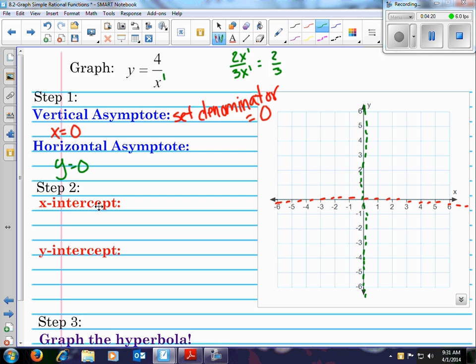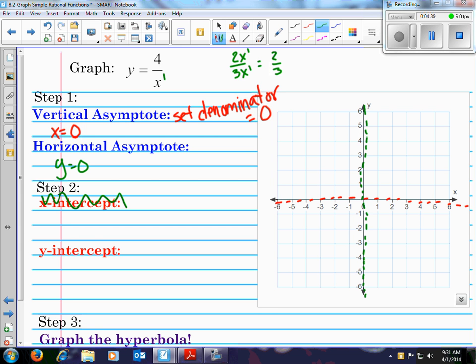Okay, next thing is x-intercept and y-intercept. This is normally what I'm going to find, and then I'm going to plot a couple points. But my x-intercept has to be on the x-axis, which is an asymptote, so it can't equal that. And same with my y-intercept.